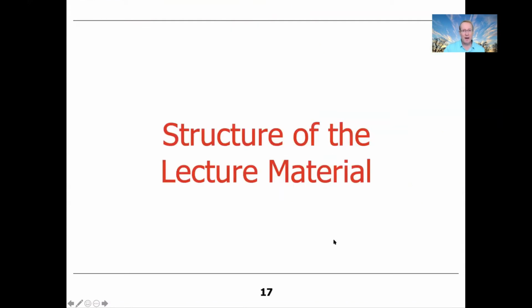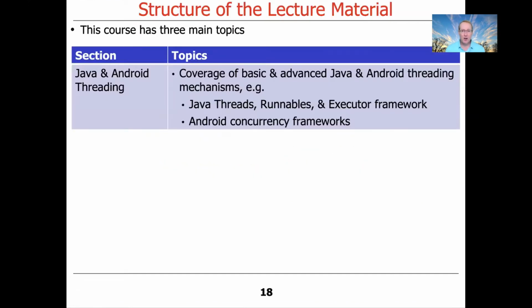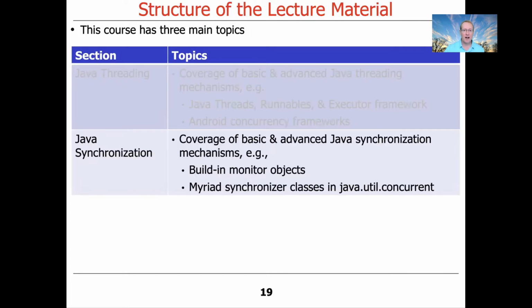Okay, so let's talk a bit about the material in the course. There are going to be three primary topic areas. First and foremost will be Java and Android threading. In this space, we're going to talk about lots of ways to run elements concurrently using Java threads, Java runnables, and the Java executor framework. And we'll talk a little bit about some of the Android concurrency frameworks as well, such as the AsyncTask framework and the handlers, messages, and runnables, or HaMeR framework that comes with Android. So a lot of focus on that topic area.